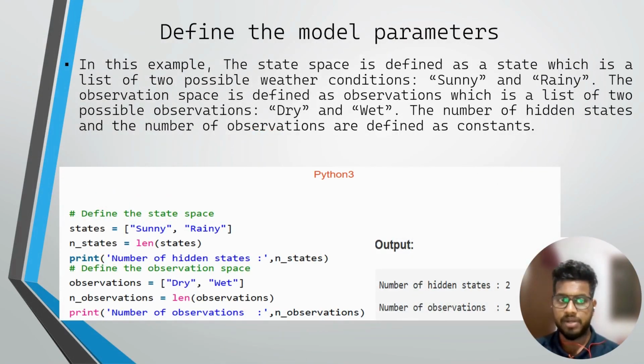So here we define the model parameters. In this example, the state space is defined as states, which is the list of two possible weather conditions, sunny and rainy. The observation space is defined as observations, which is a list of two possible observations, dry and wet. The number of hidden states and the number of observations are defined as constants. So here we are defining the states sunny, rainy, and then we are finding the length of states. That is 2. We are printing it. So the number of hidden states, as you can see in the output, is 2. And then according to our observation, there are 2 observations too.